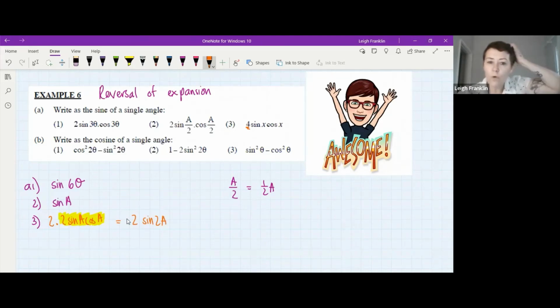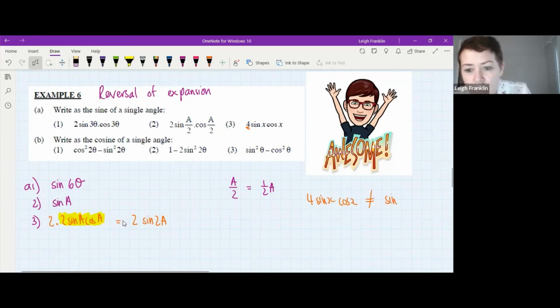Okay, so 4 sine x cos x is not the same as sine 4x. We've had this conversation. 4 sine x cos x is not the same as sine 4x. Anyway, I hope that makes sense after everything we've spoken about. Let's just whiz through the next one so that you can do the questions.